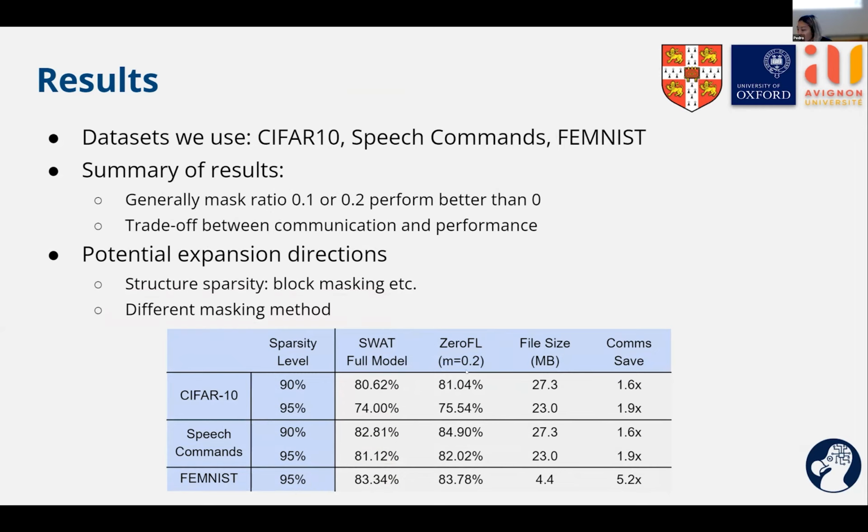The results show that ZeroFL, which sends only the top non-sparsified weights plus an additional 20% of the weights to the server for aggregation, outperforms the full model, which sends all the weights from the client to the server. The table here is quite restricted and doesn't include everything. If we look at the paper, it shows that there's a trade-off between communications and performance. If we increase the mask ratio from 0 to 0.2, the performance is generally better for a mask ratio of 0.2 than a mask ratio of 0.